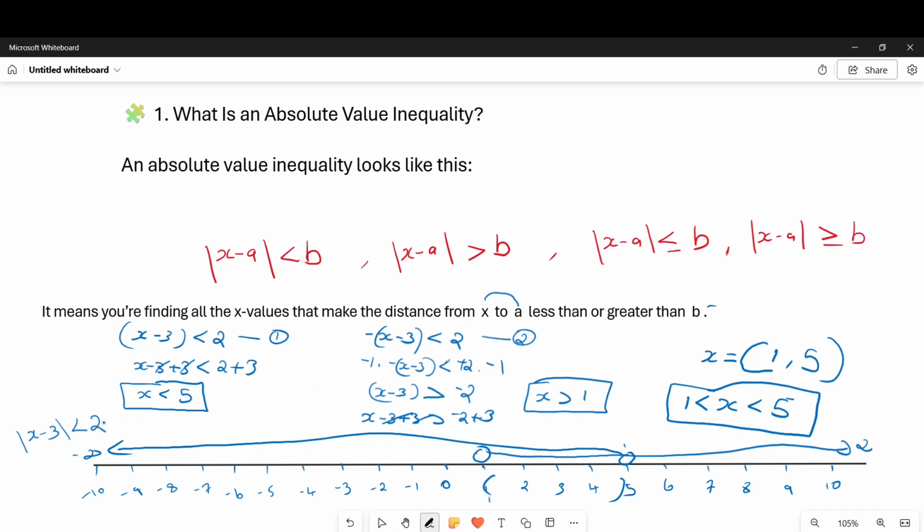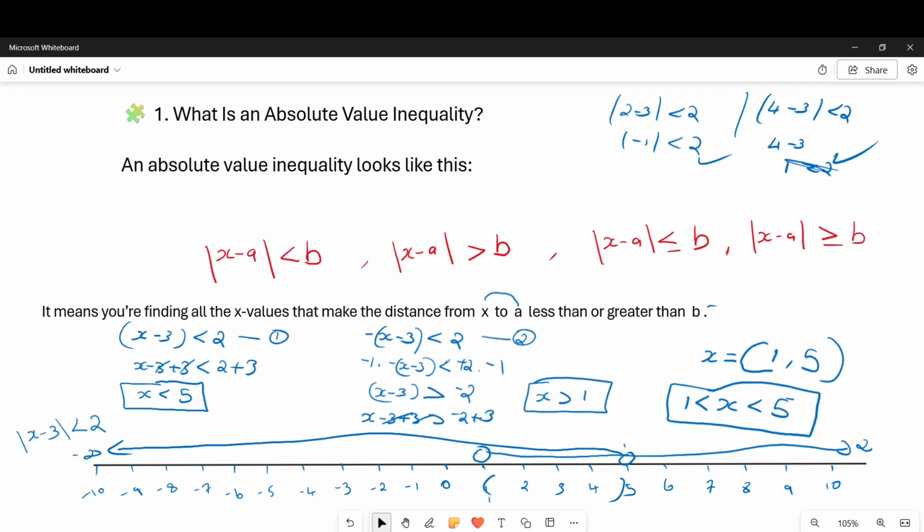If you want to check the answer, you can substitute back and try. Just take a value between 1 and 5. Let's take 2. Is |2 minus 3| less than 2 true? Yes, |-1| is less than 2, correct. Then take another value, 4. Is |4 minus 3| less than 2 true? 4 minus 3 is 1, and 1 is less than 2. Yes, both are correct. So this is how we check the answer. The solution of this example is that x lies between 1 and 5, and 1 and 5 are not included.